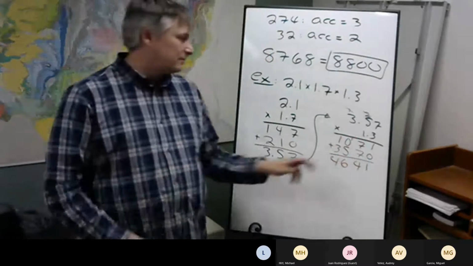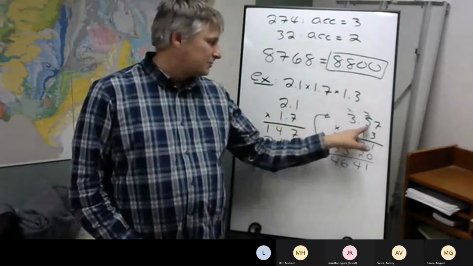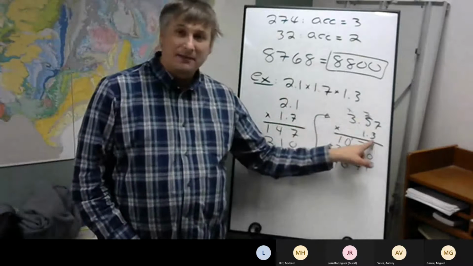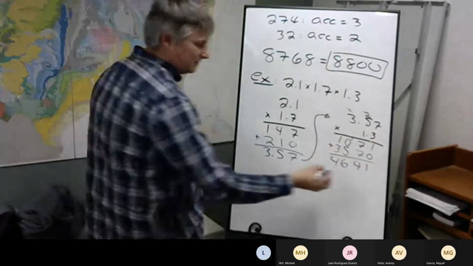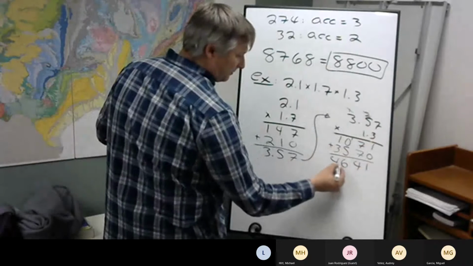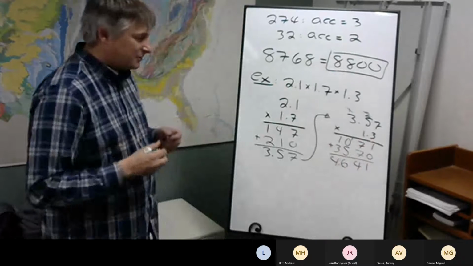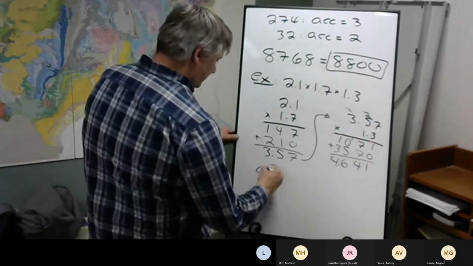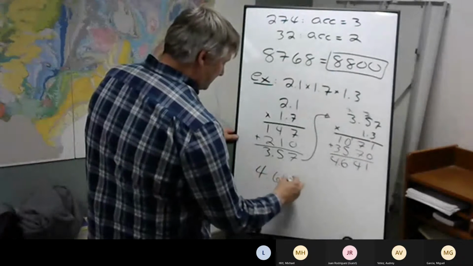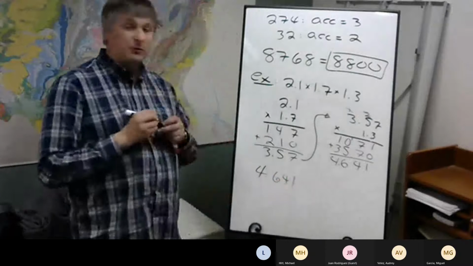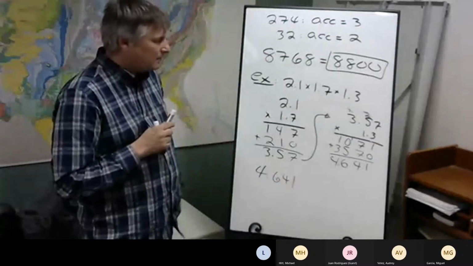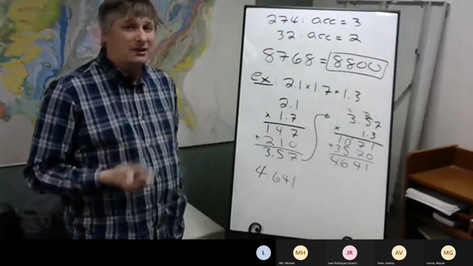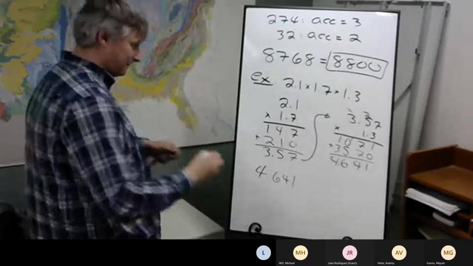And again, what we're going to look at is the number of decimal spaces. There's 2 in this number and 1 in that number. 1, 2, and 3. So we have a preliminary answer of 4 and 641 thousandths. But let's take a look at the accuracy of these numbers.